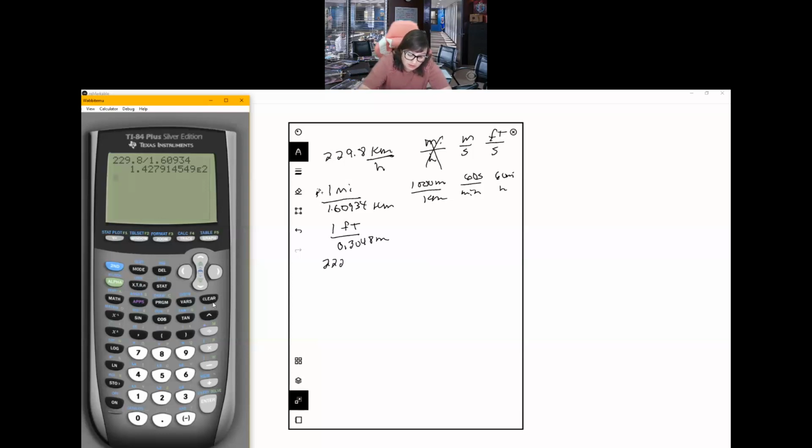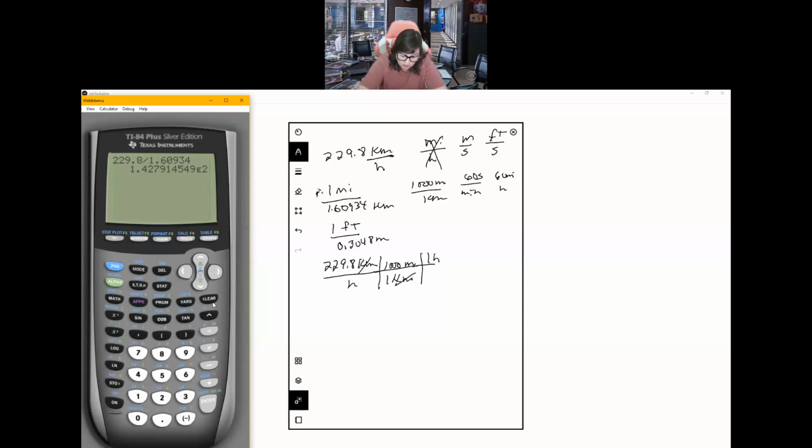So now let's talk about 229.8 kilometers per hour. And I want to go to meters per second. All right. So how do I get to meters? Well, 1 kilometer is 1,000 meters. Okay. So that gets rid of my kilometers. Then I have meters per hour. I don't want meters per hour.